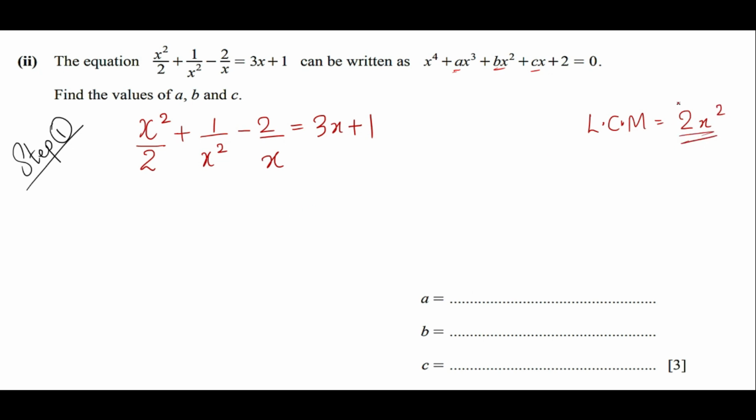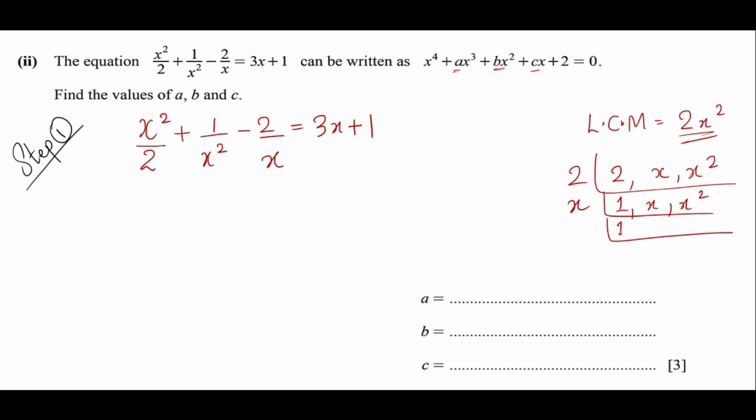Those who are not sure of how I got this 2x squared, let me just show this to you. These are the three denominators that I have, 2, x squared and x. So I'll start with 2, 1. Remaining terms just stay as x. So again 1 time, it's an x, so x times. Again I need an x to get 1 here. So this is the LCM, which is 2x squared.